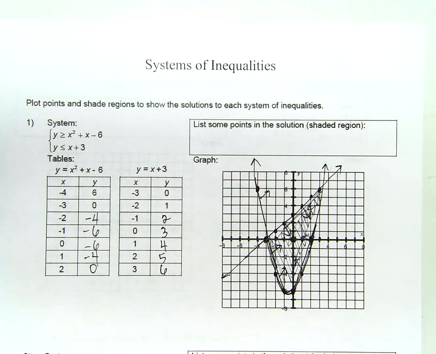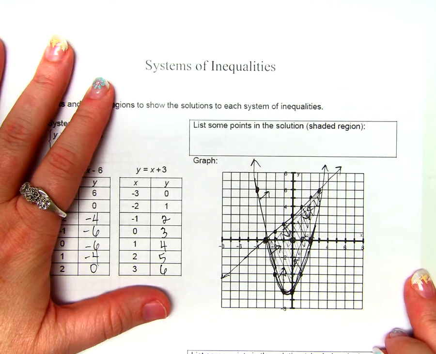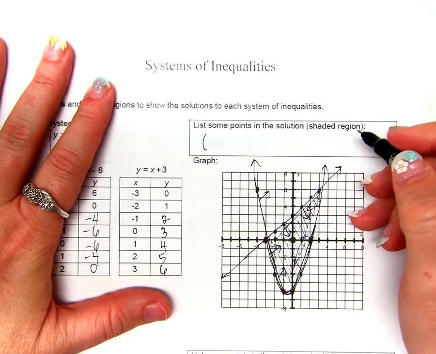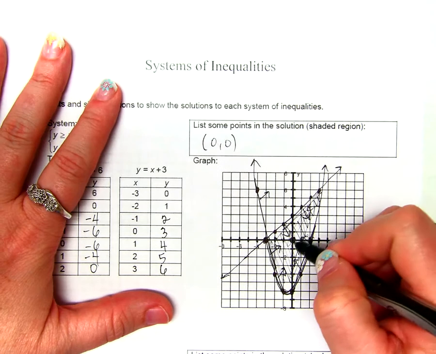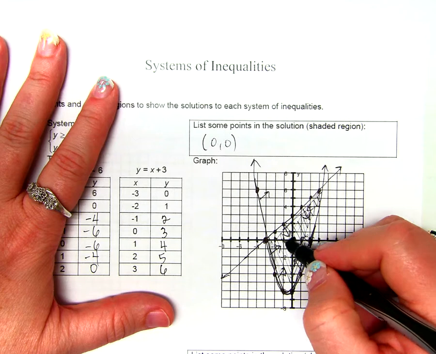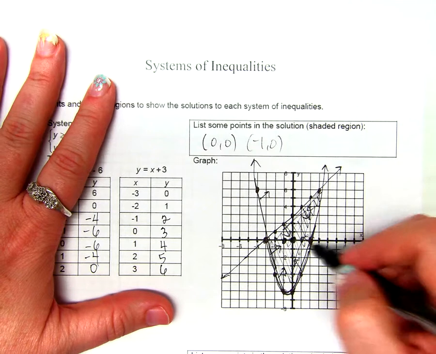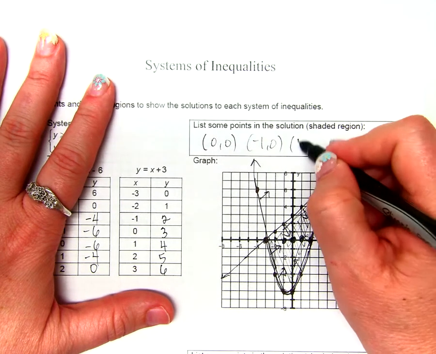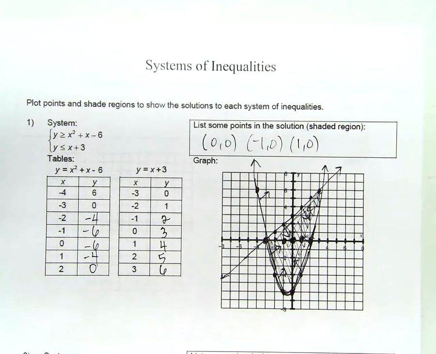A ton, right? I want you to give me at least 3 points that are in the shaded area. 0, 0 is clearly in the shaded area, right? It's right here, 0, 0. Somebody said something else. What'd you say? -1, 0? Okay. 1, 0. Wow, we're getting really creative today. Creative or not, they're still all in the solution, aren't they?